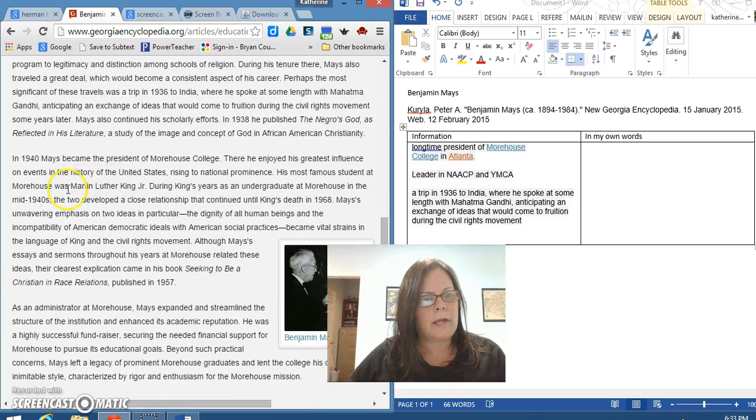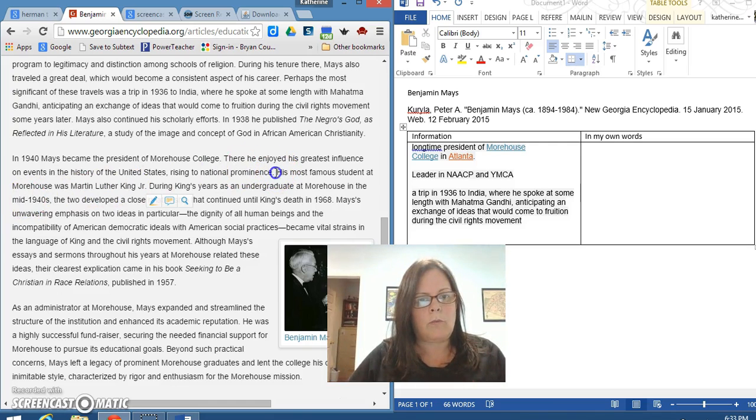And as you scroll down, some other words start popping out. So I see Martin Luther King Jr.'s name. And I know that he was a very influential leader in the civil rights movement. So I want to see what the relationship is between these two people. Just like we already put in our column, Benjamin Mays was the president of Morehouse College. This is where he had his greatest influence on events in history. So that tells me that there's something important that's about to be mentioned. His most famous student at Morehouse was Martin Luther King Jr.